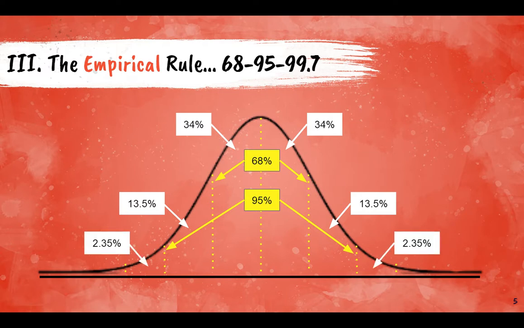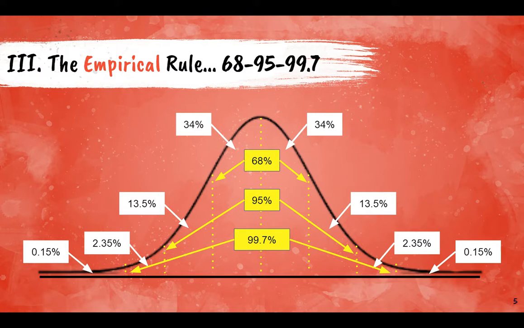The next sections, which are much smaller now, are only 2.35% of our data each. Adding those 2 sections into the rest, we now have 99.7% of our data. At the very ends of the curve, we have 0.15% on each side. Adding that in, we get our full 100%.